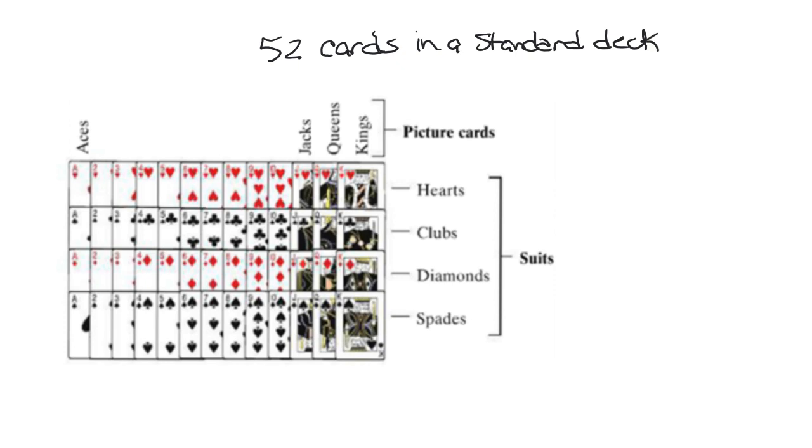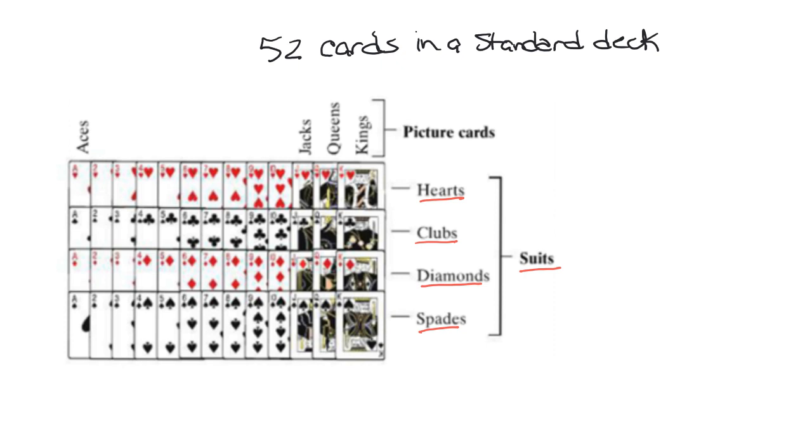We have a total of 52 cards. If you take a look at this, we'll just look at the suits over here on the far right. We have 4 different suits: hearts, clubs, diamonds, spades. 4 different suits. Now, in each suit, we have 13 cards.